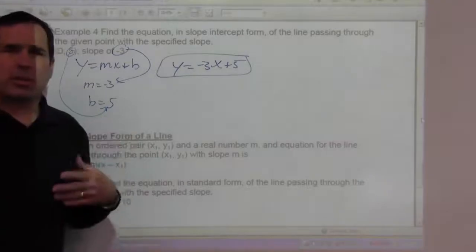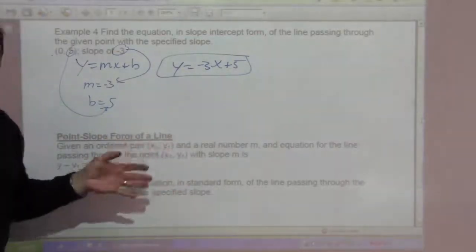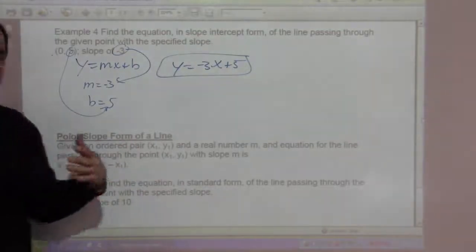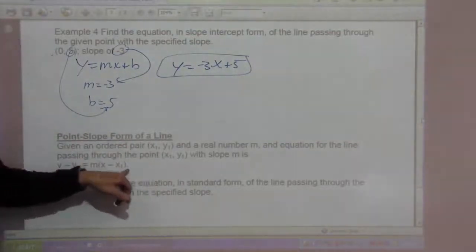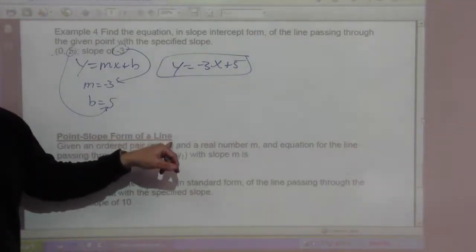Now I've said that the slope-intercept form is my favorite form of the line, and it is. Now a very useful tool is this next one. If you're going to go on to calculus, you're really going to want to be able to use this tool, this point-slope form of a line.